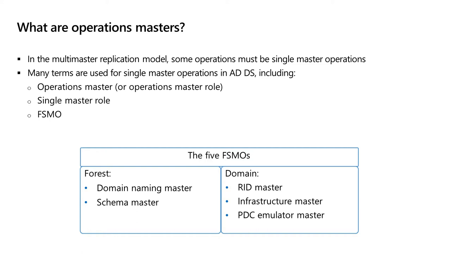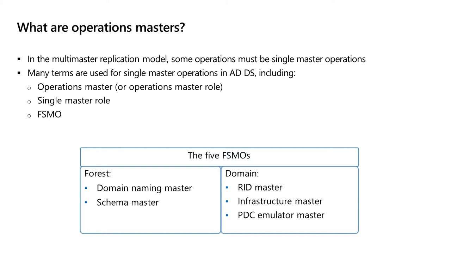The first one is domain naming master and the schema master. These two are mainly based on forest level, and RID, infrastructure and the PDC emulator. These three are for your domain specific. You cannot directly view these roles. If you want to see where they exist, there are a couple of things you can perform on operational master roles. The full form of FSMO is flexible single master operational role, or FSMO role.